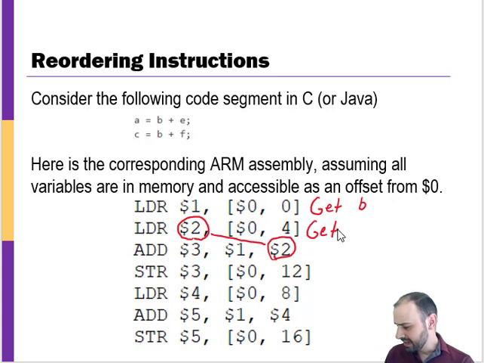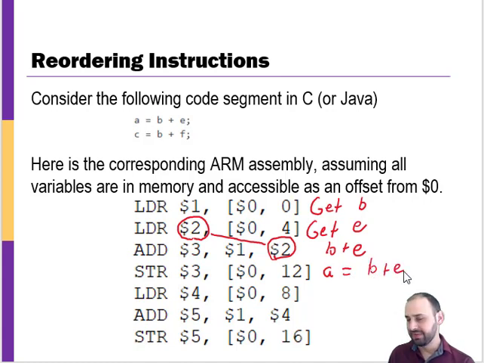Here we're going to get variable e from memory. Then we're going to add them together, the b plus e. And then here we are storing that result into the address that is going to be used to represent variable a. Those are the first 4 lines.